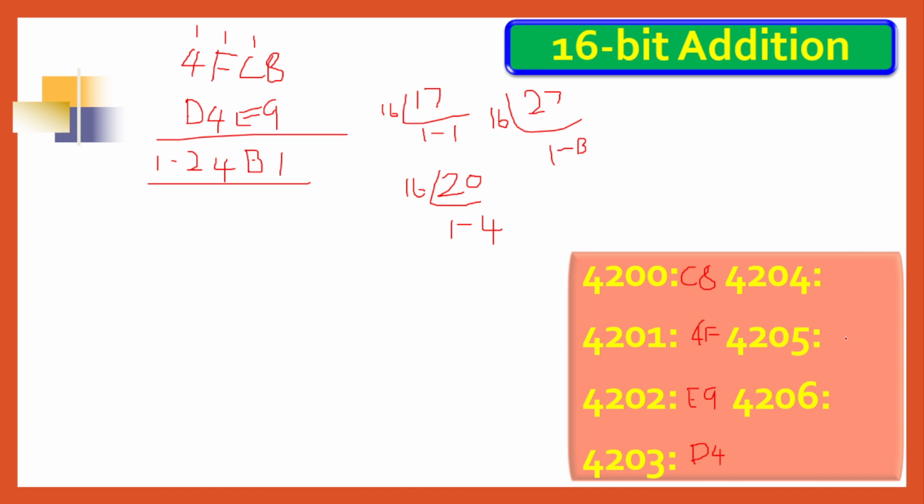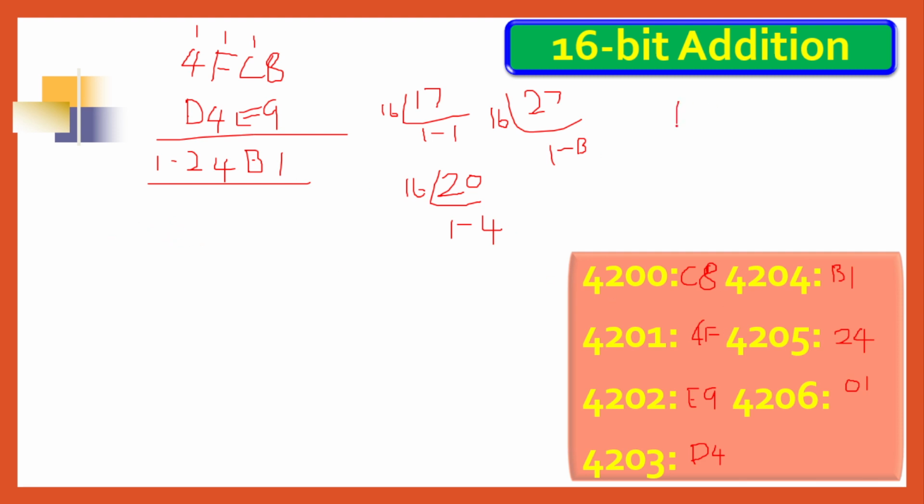The answer also has the lower byte B1 first. Then we have 2 4. The carry is 0 1. That's the maximum. So this is how the memory will have data. We have to interpret it like this. Okay, let's start the programming now.